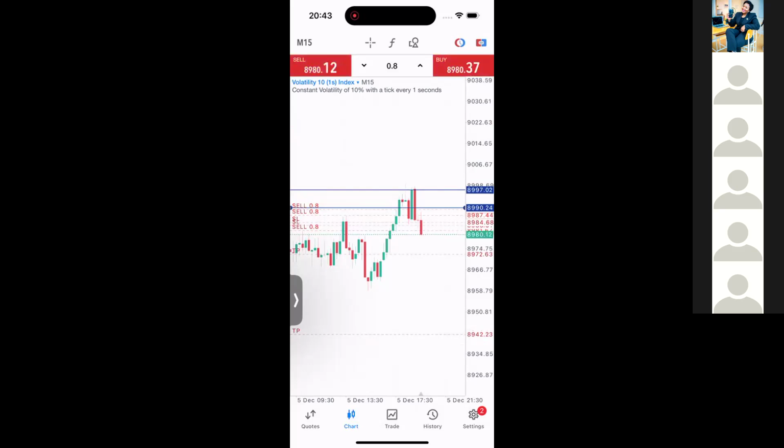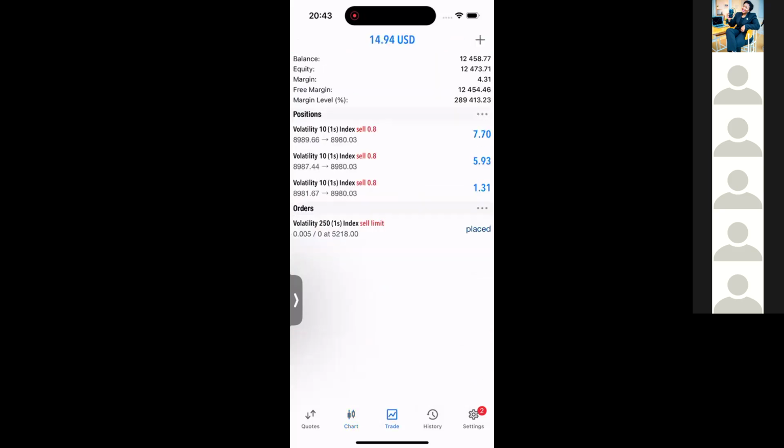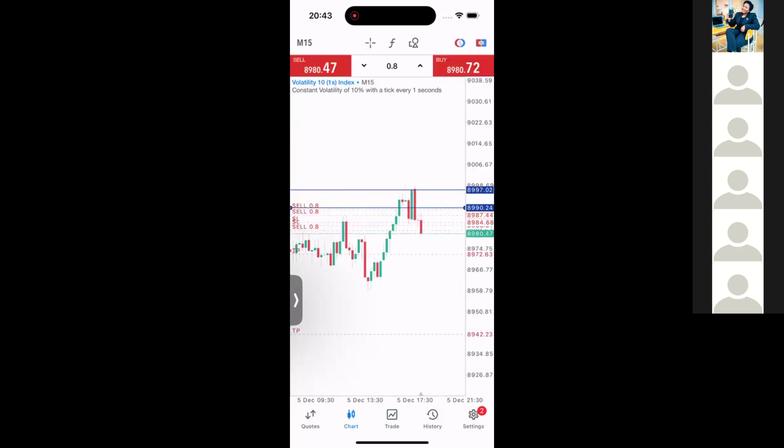Are you getting me, guys? Now it's already 15. Are you getting me, guys? That's what setting trade stop is. And assuming it was the opposite, assuming I was buying, all I have to do is bring my stop loss above my entry point.